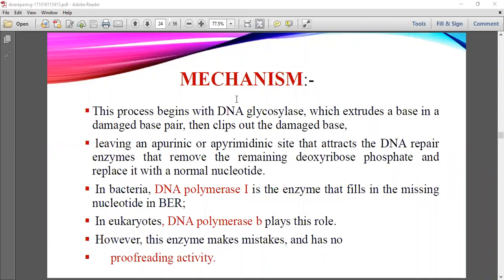Then after this, by using DNA polymerase 1, it fills the missing nucleotide. This is different in different organisms. In eukaryotes it is DNA polymerase beta, and in bacteria, that is prokaryotes, it is DNA polymerase 1. So that's the basic idea. Then the gaps in the DNA molecule are filled by the DNA ligase.